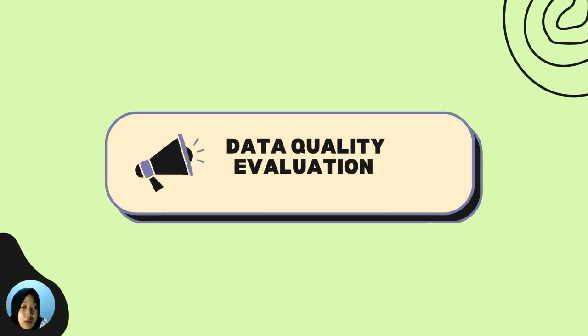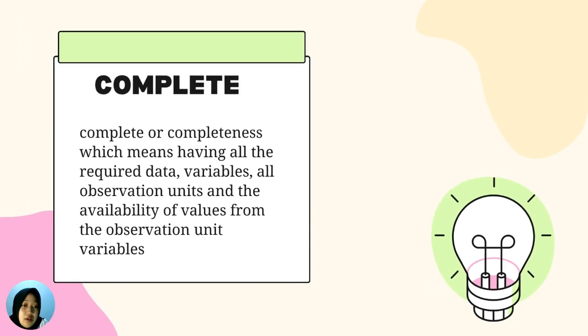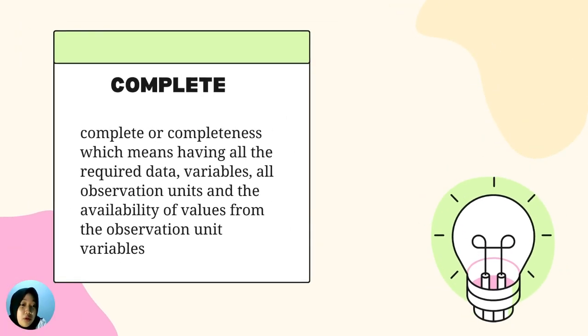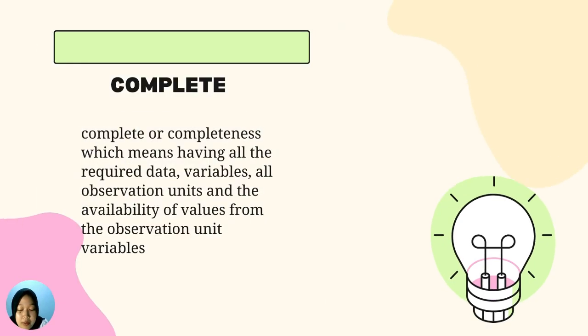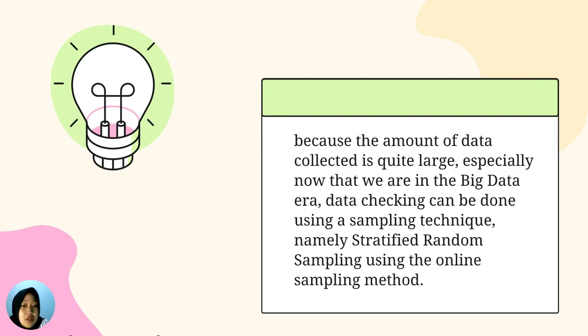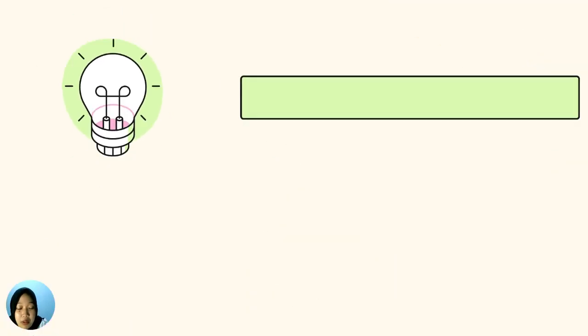And data quality evaluation. Complete or completeness, which means having all the required data variables or observation units and the availability of values from the observation unit variable. Because the amount of data collected is quite large, especially now that we are in the big data era, data checking can be done using a sampling technique, namely stratified random sampling, using the online sampling method.